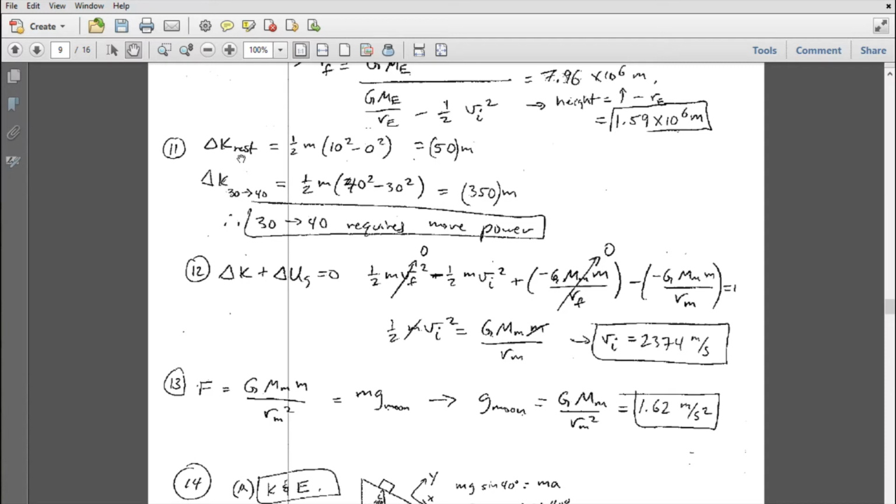So if we go from 0 to 10, we get 50 times the mass of the car. We don't know what the mass of the car is, so I'm just going to leave an m in for that. And to go from 30 to 40, we get 350 times m, and therefore the power output is this net work that has to be done, divided by time. This one would be divided by 5, and this one was divided by 10, but even dividing this one by 10 isn't enough to make it smaller than this one divided by 5, so the 30 to 40 requires more power in this case.